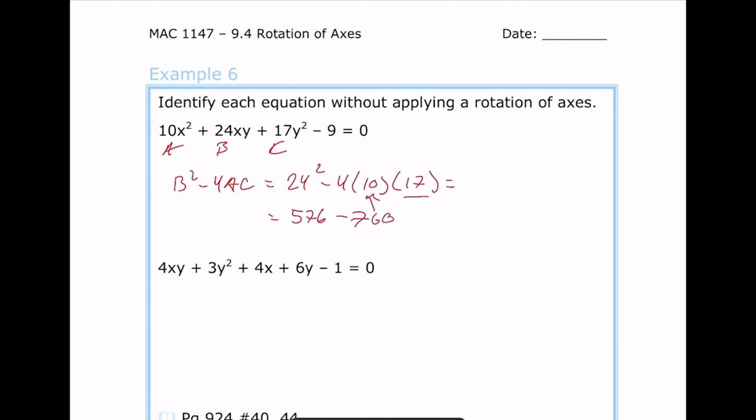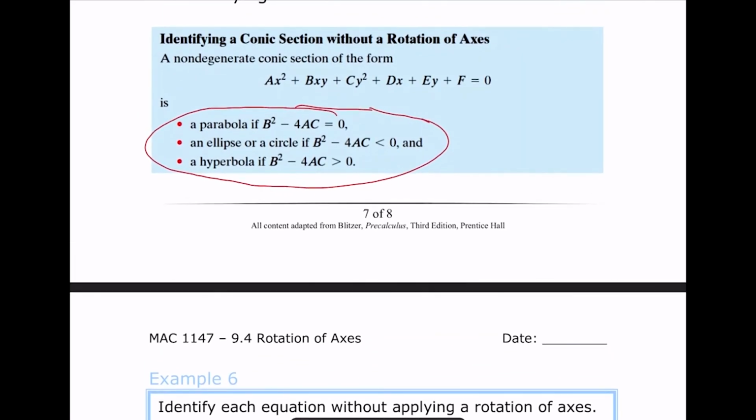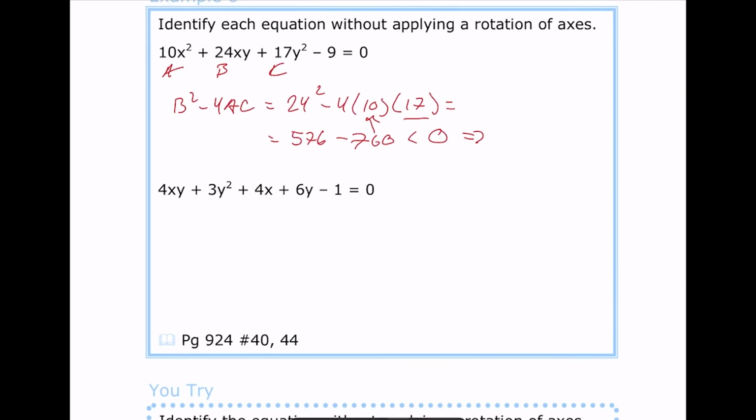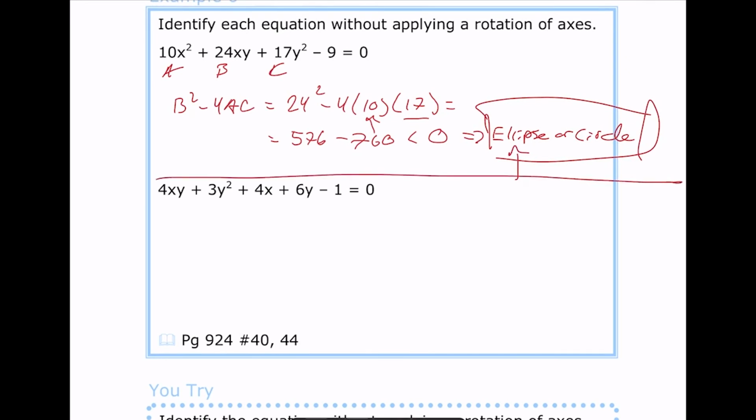I don't actually care what this equals. All I care is that this is less than 0. Therefore, it's either an ellipse or a circle. If it were going to be a circle, I'd be willing to bet that your A value would have to equal your C value, so that your denominators ended up being the same, so that your horizontal radius and your vertical radius were the same, then you'd be graphing a circle.